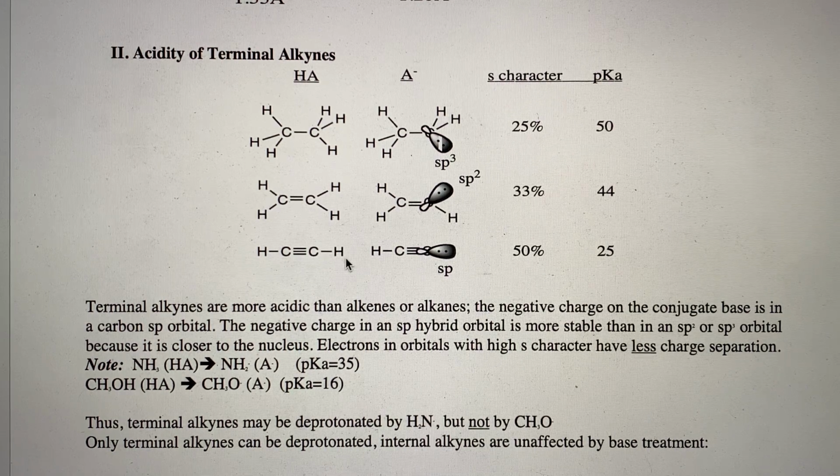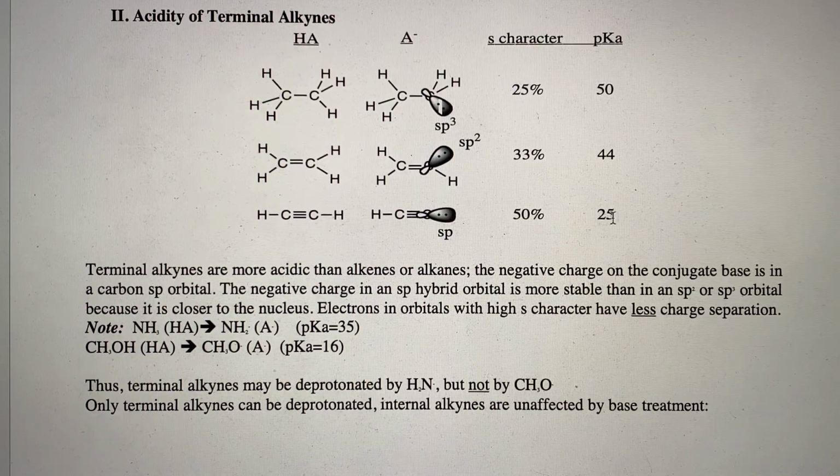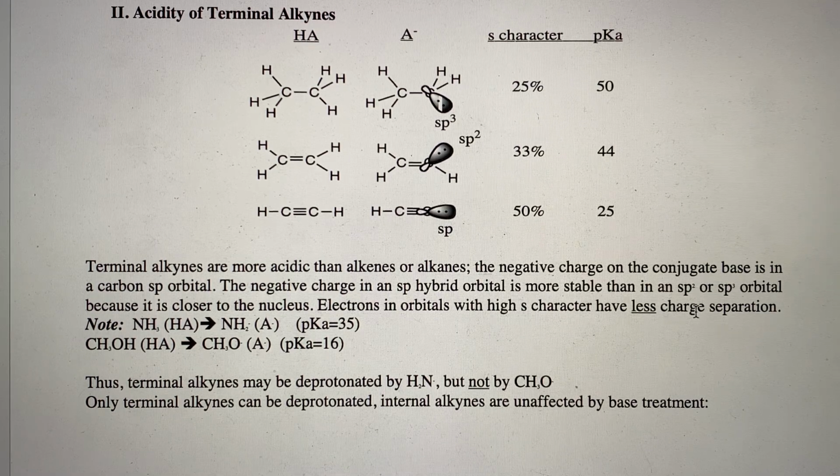So 25 is not that acidic, but compared to alkanes, it's not bad. That means we need a strong base to remove that hydrogen. Once we remove the hydrogen, this C becomes C minus. That's a conjugate base. Remember, the weaker the acid, the stronger the conjugate base. So this one's going to be strong enough to be a good nucleophile, and that's what we're going to be taking advantage of.